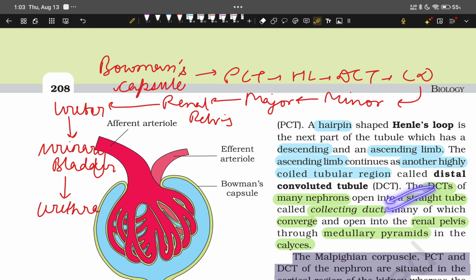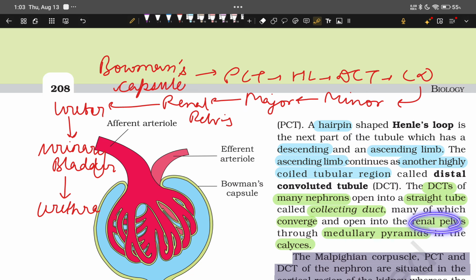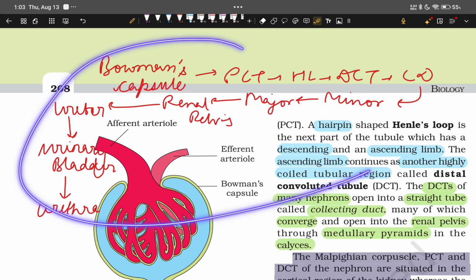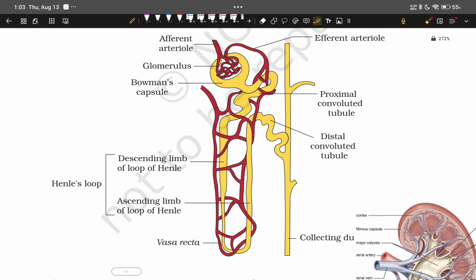So different distal convoluted tubules open into one collecting duct, and there are several collecting ducts in a similar fashion. These collecting ducts then combine together and open into the renal pelvis, crossing first the medullary pyramid, then calyces, then renal pelvis. So they open into renal pelvis through medullary pyramid and calyces. I'll tell you the whole sequence of how urine is transported, but let me first talk about the renal tubule.